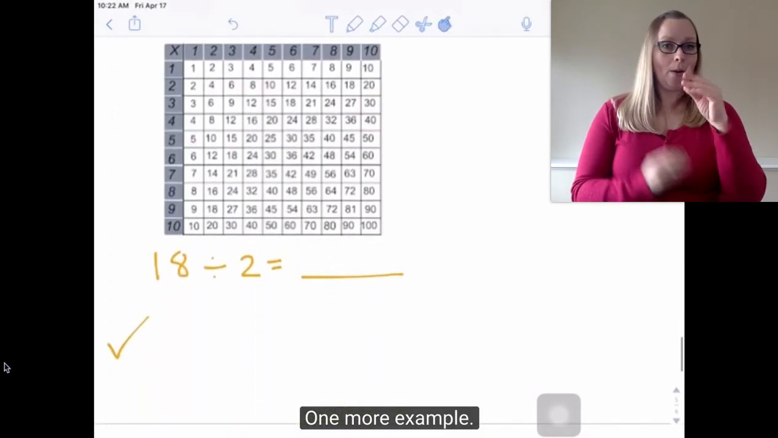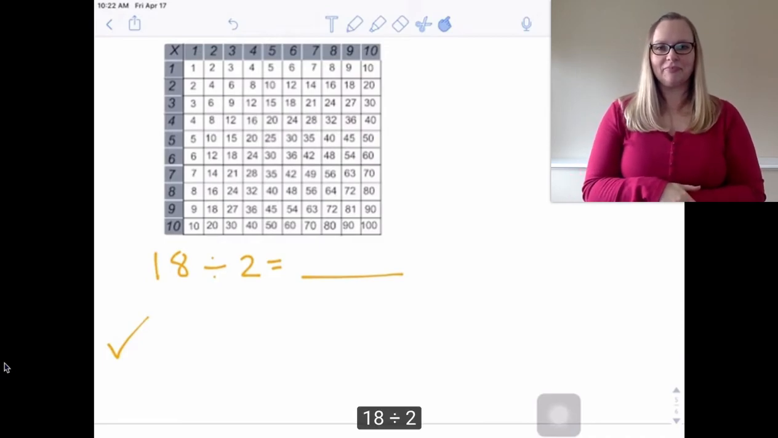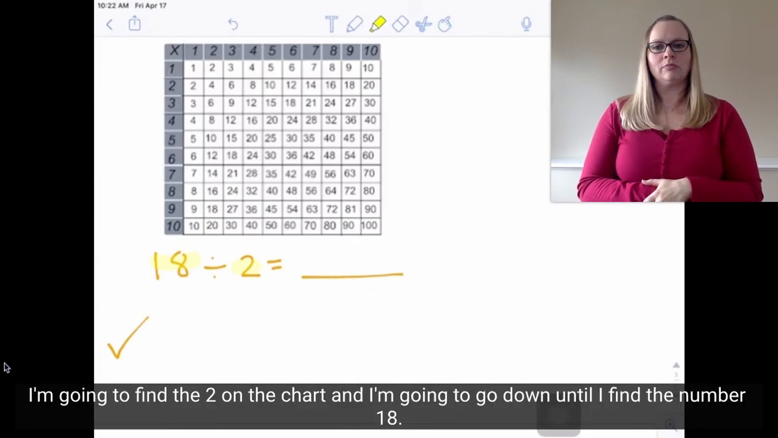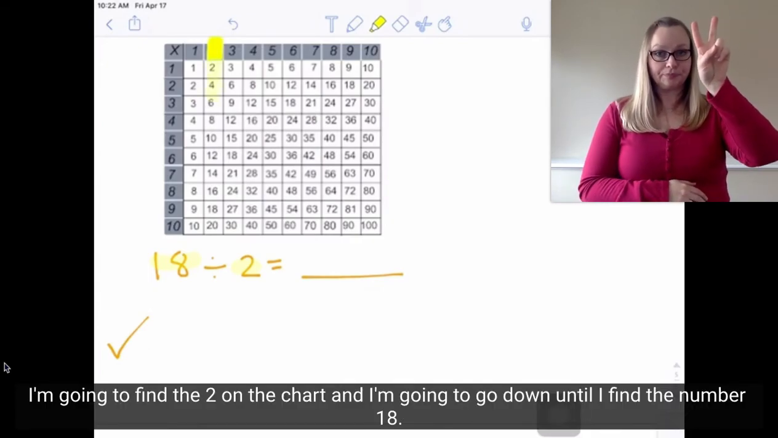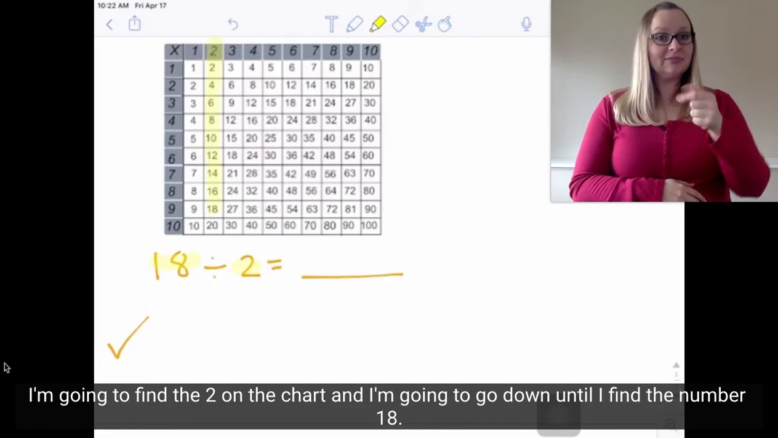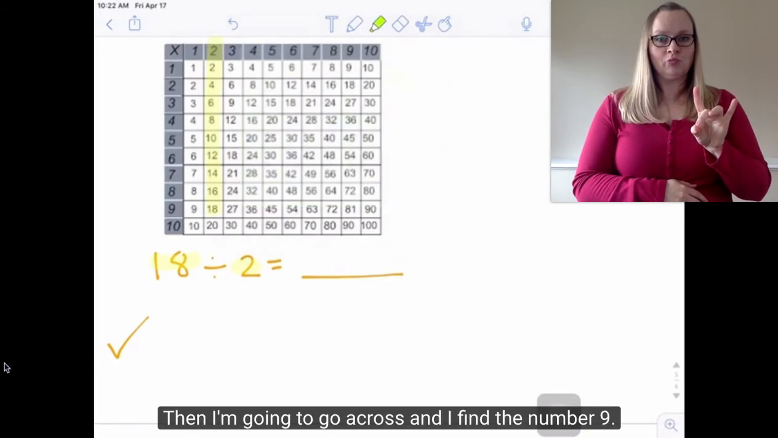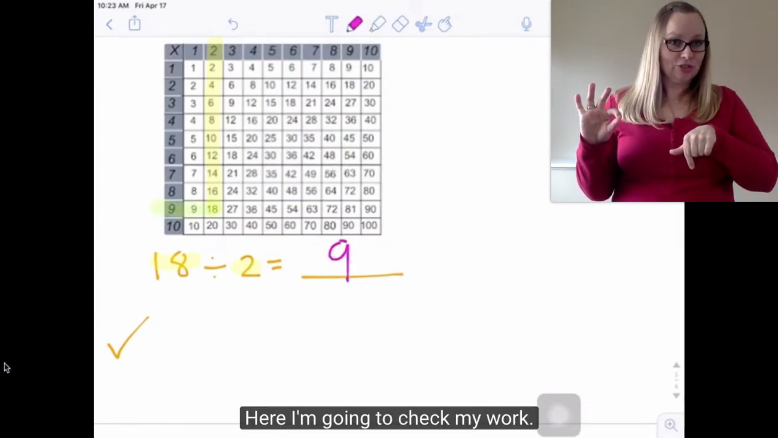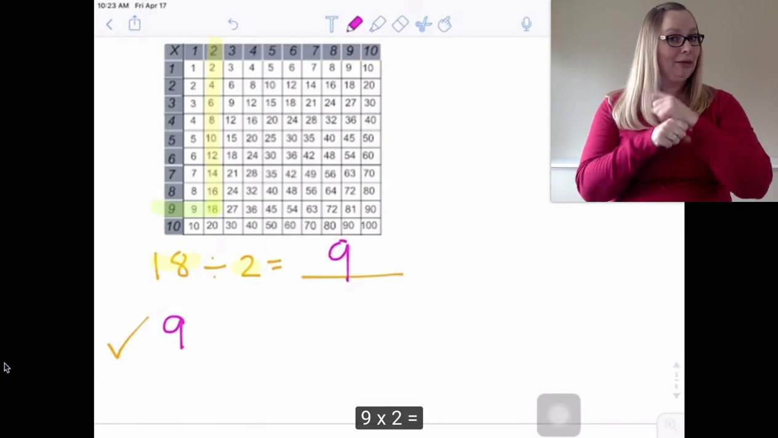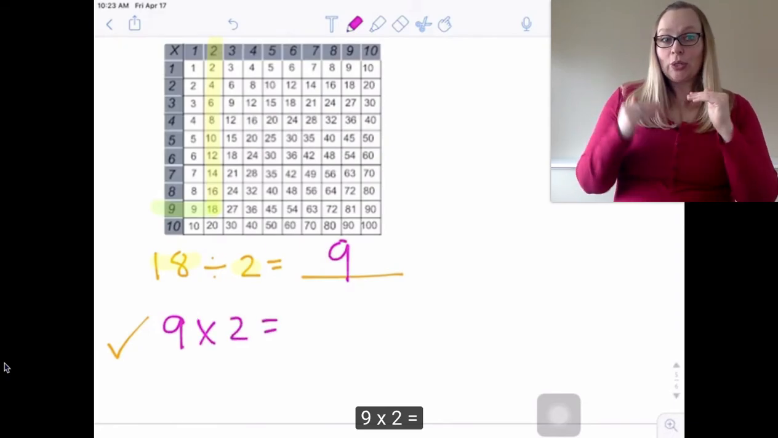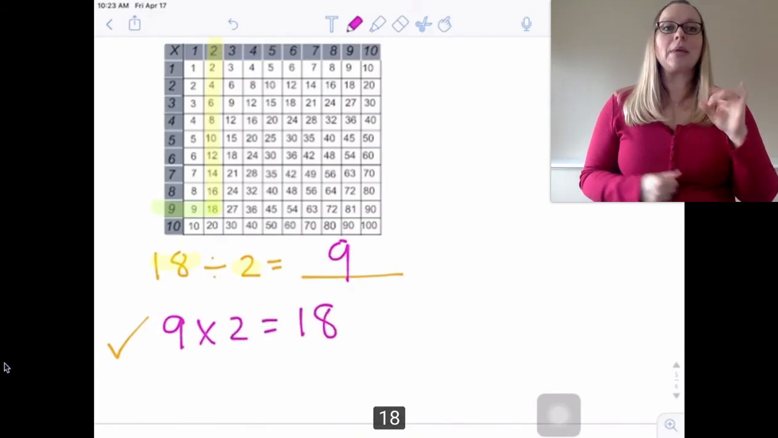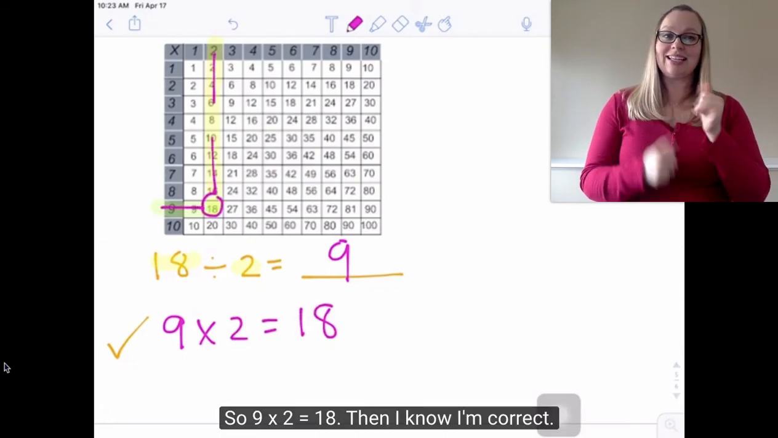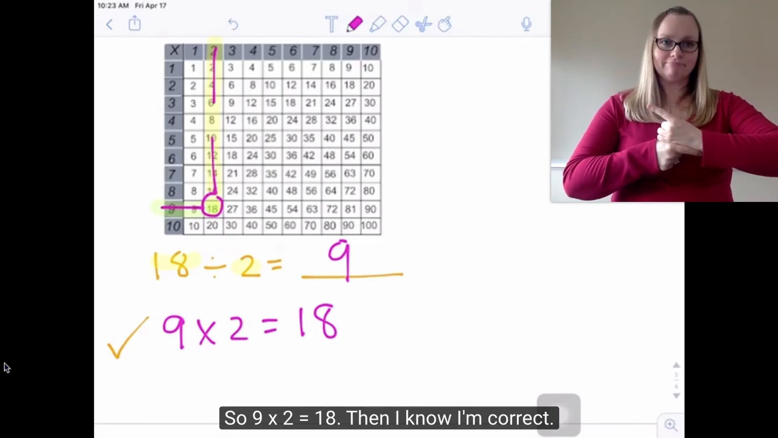One more example. 18 divided by 2. I'm going to find the 2 on the chart, and I'm going to go down until I find the number 18. Then I'm going to go across and I find the number 9. That is my answer. Here I'm going to check my work. 9 times 2 equals 18. Then I know I'm correct.